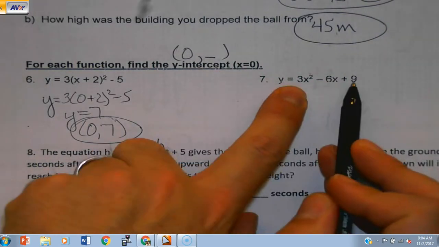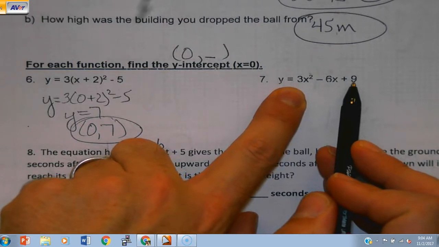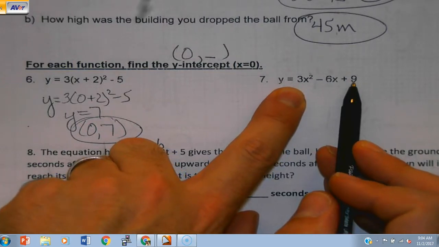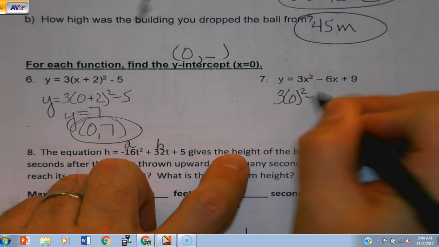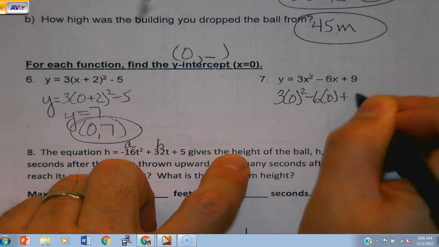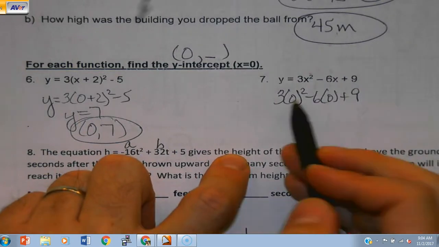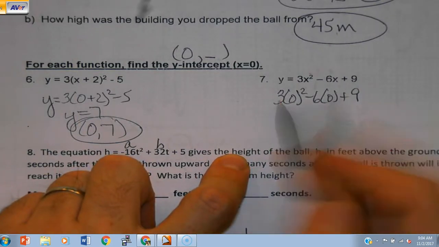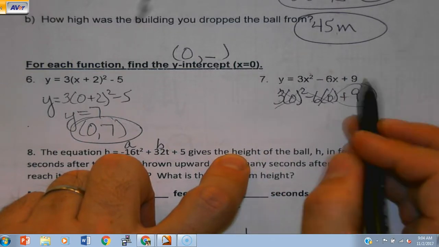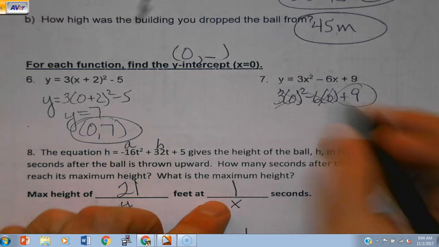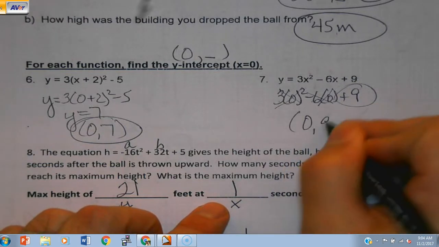In standard form, now I'm hoping you remember the trick with this one, but if you don't, you'll remember it fairly quickly. Zero. Oh yeah, it's just the C value when it's in standard form. Yeah. 0, 9.